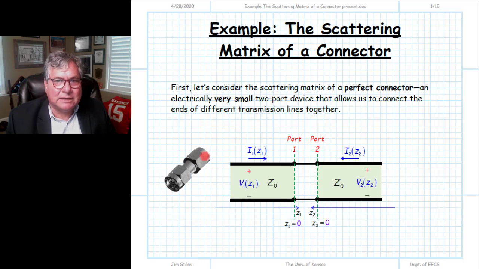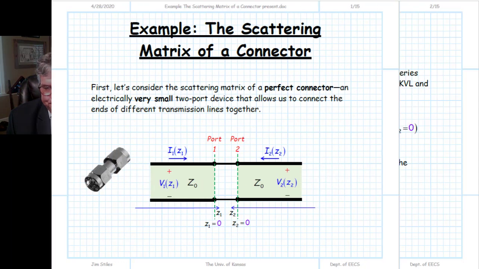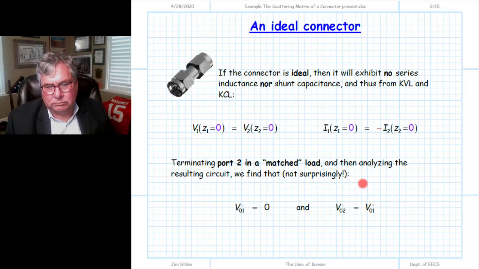So let's go through and analyze this and figure out what the scattering matrix of this connector would be. We could start out by writing the solution to the telegrapher equations for our two transmission lines on either side of that connector, the total voltage V1 and V2, likewise I1 and I2. We evaluate it at the port planes, port 1 and port 2, and then we apply boundary conditions. We apply KVL, and we get this result: V1 is simply equal to V2.